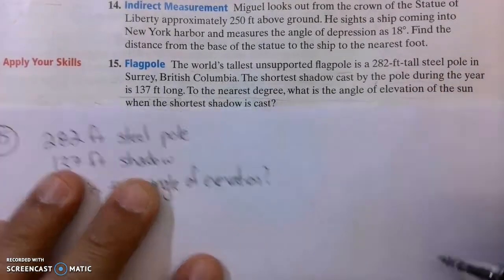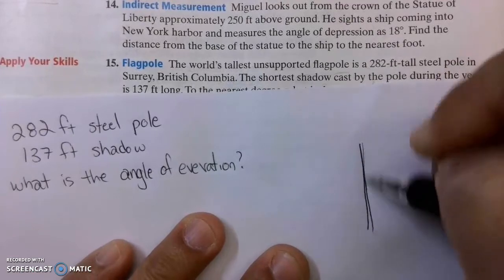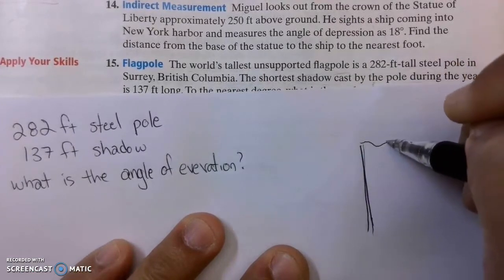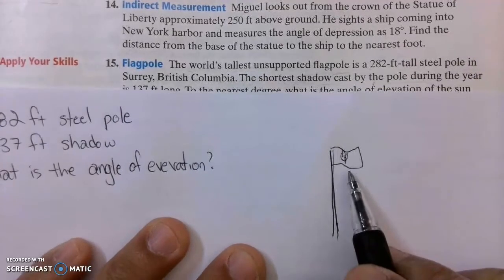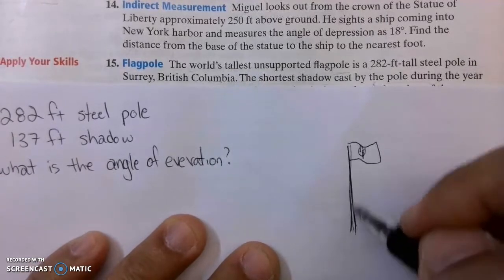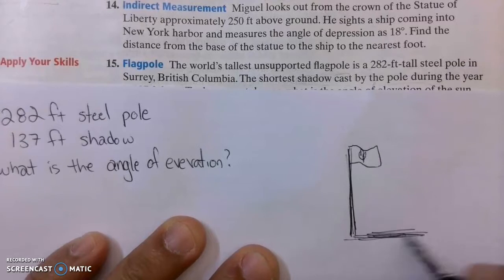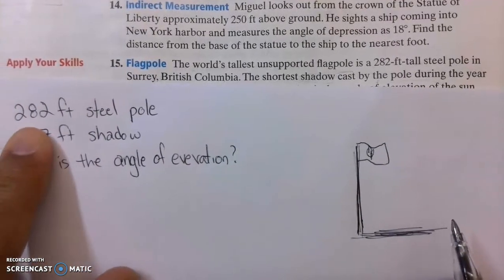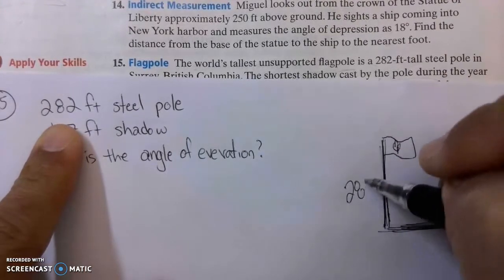We've got a flagpole here. It's British Columbia, so that's Canada. There's the flag. There's a maple leaf here. Maple leaf, if I drew it correctly, that's horrible. There is a shadow, and of course the pole is standing up. The shadow is on the ground, so that's the shadow. Let's put some of these numbers in the picture for number 15. This is 282 feet.